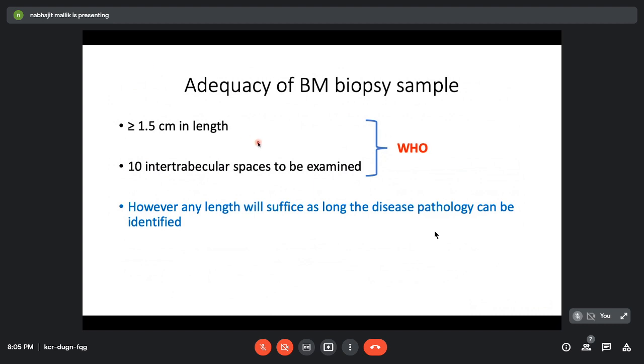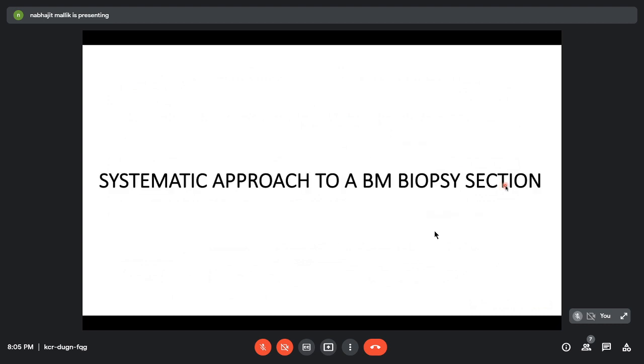So this is good to have more than 1.5 centimeter length biopsy and 10 intertrabecular spaces. However, any length will suffice as long as the disease pathology can be identified in the bone marrow biopsy sample. Now we come to the systematic approach to a bone marrow biopsy section.